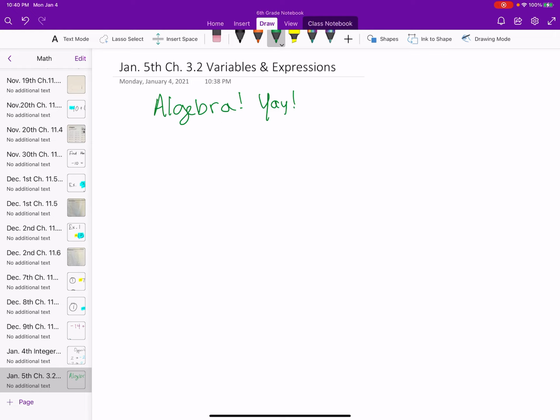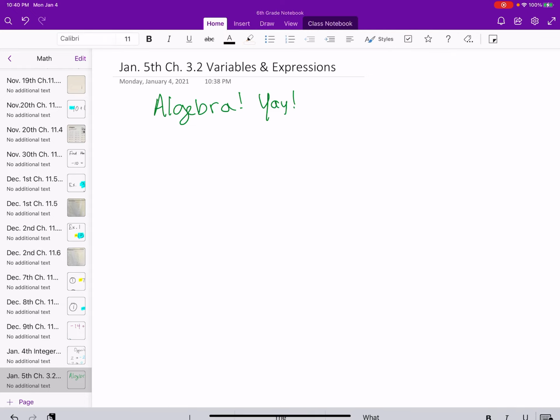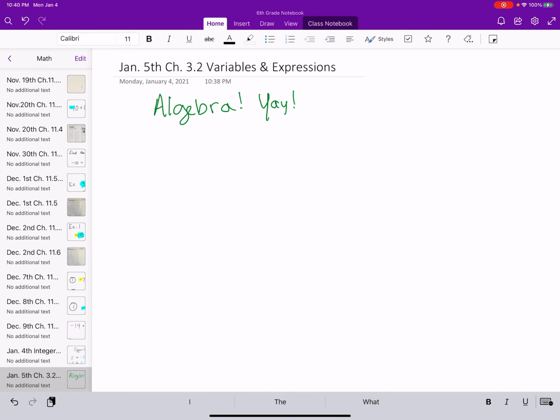And so when we're talking about an expression, I know it sounds like a really fancy word. You know what it is already. An expression is just a mathematical phrase with only numbers and operation symbols, like plus, minus, multiply, divide.